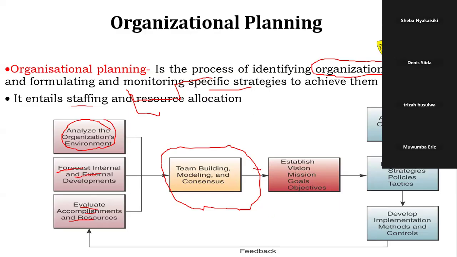Then we establish, here the team agrees on the vision, mission, goals, and objectives. Based on these four, strategies are then developed. These strategies are developed hand in hand with policies and then tactics. Tactics are basically how we achieve each specific goal. Based on these, you articulate a plan for the organization, then develop implementation methods and controls.